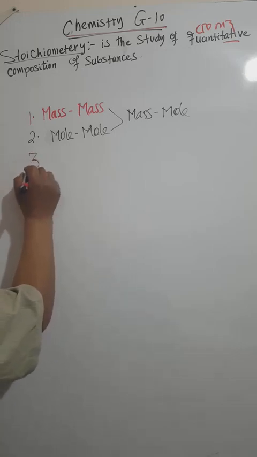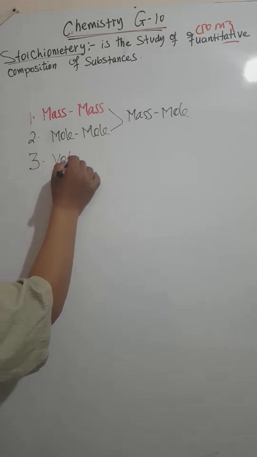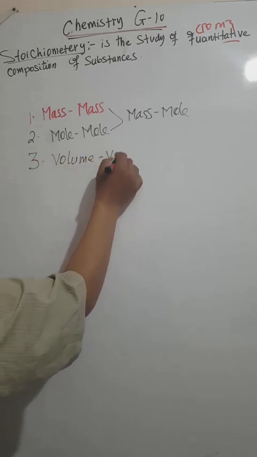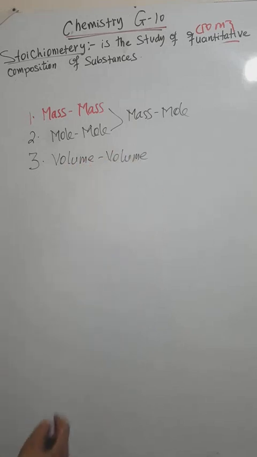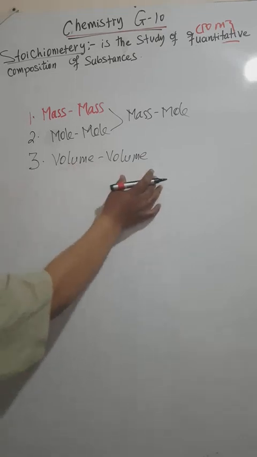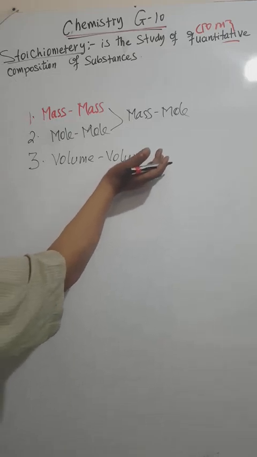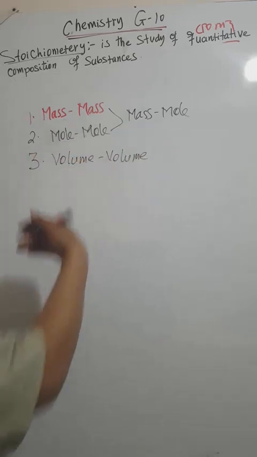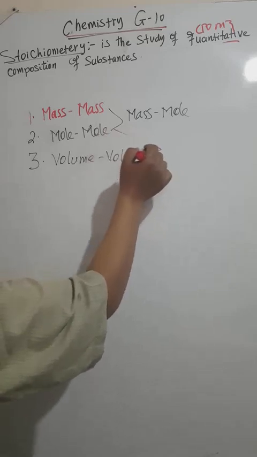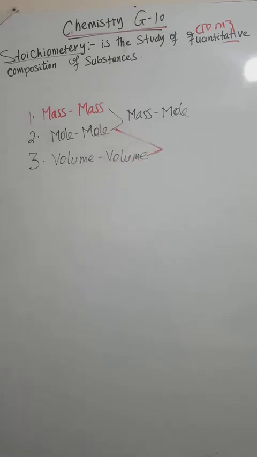So what is the third one? The third one is volume. Volume is often for gaseous reactants and products. So the volume of one of the reactants might be given and the volume of one of the products might be asked, or the volume of one of the products is given and we are asked to find the volume of one of the reactants.